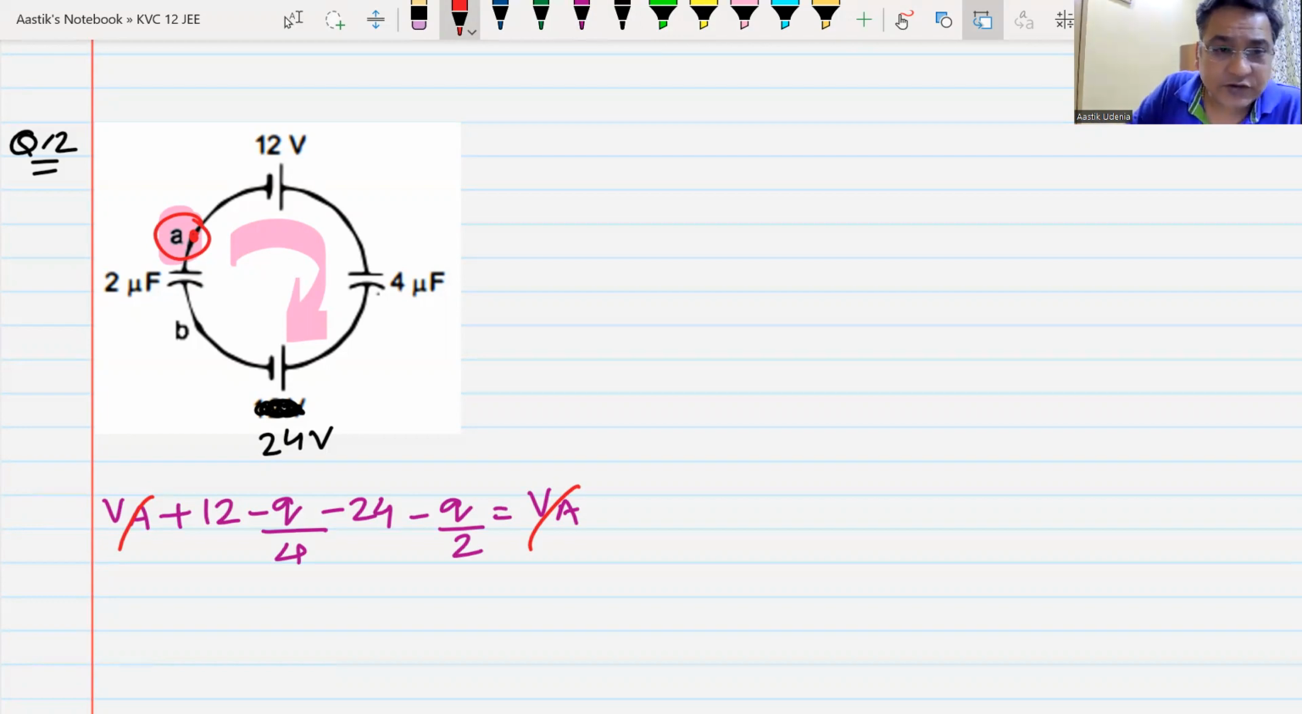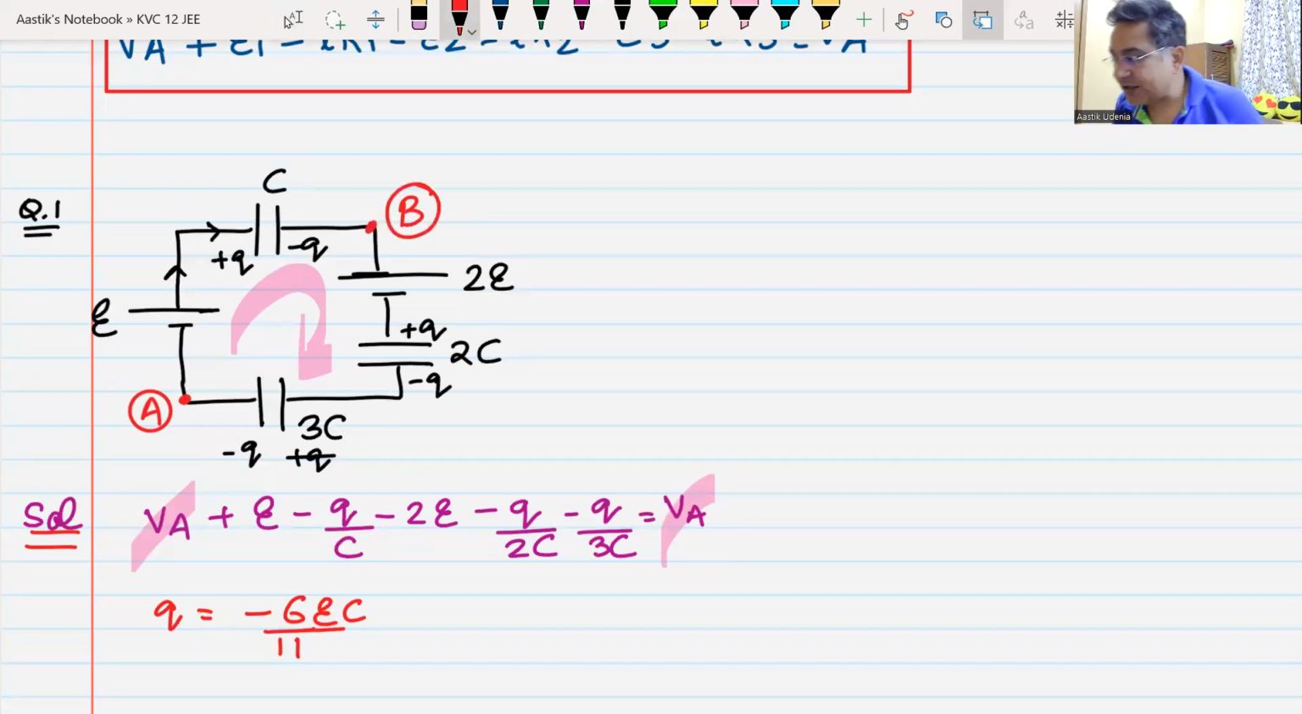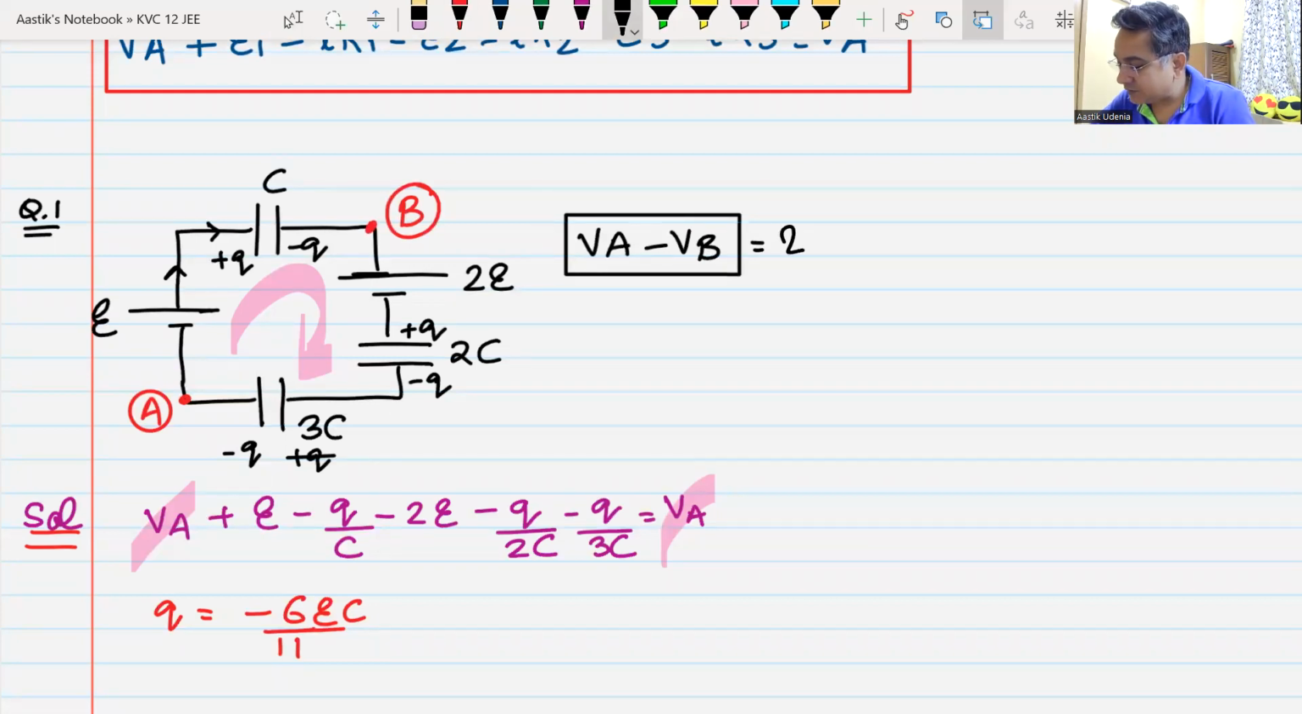Now, in some of the questions, what can be asked? Why did I call one point as A? In some of the questions, let us go back to this question. They might sometimes make two points here, one is point A and one is point B, and then ask you what is the potential difference between the two points, VA minus VB. That is why I call one point as A, because sometimes they ask questions like this. What is VA minus VB?